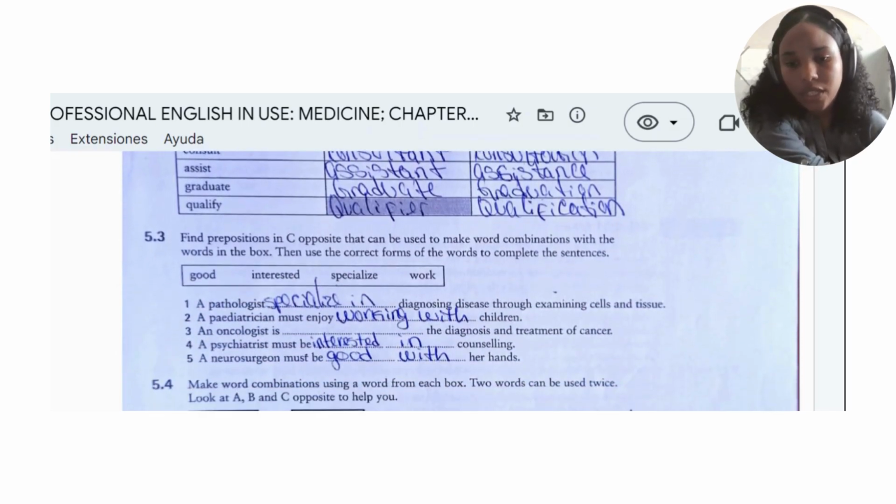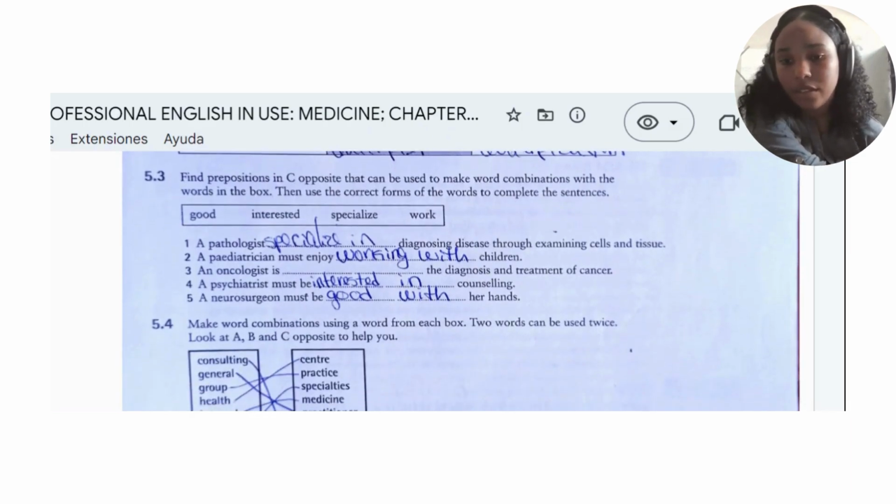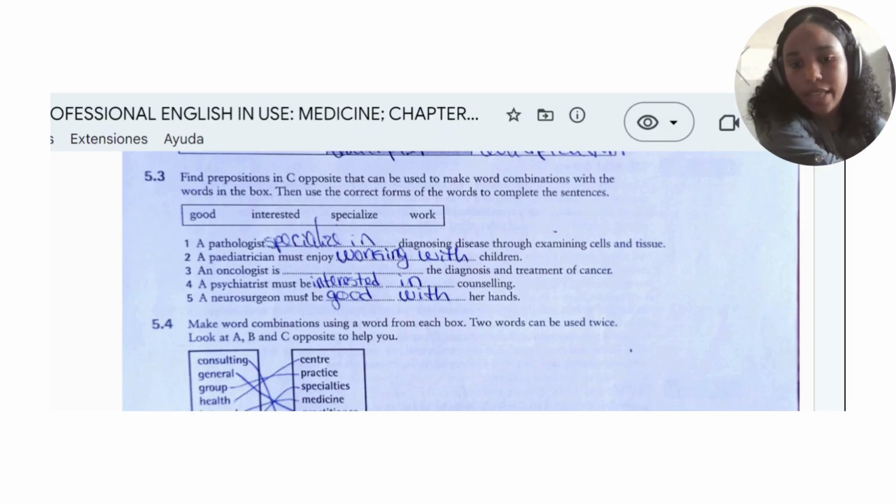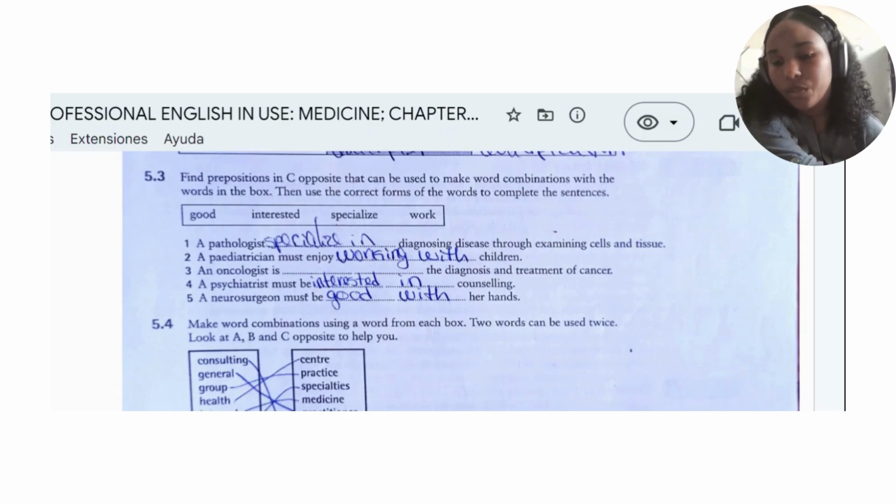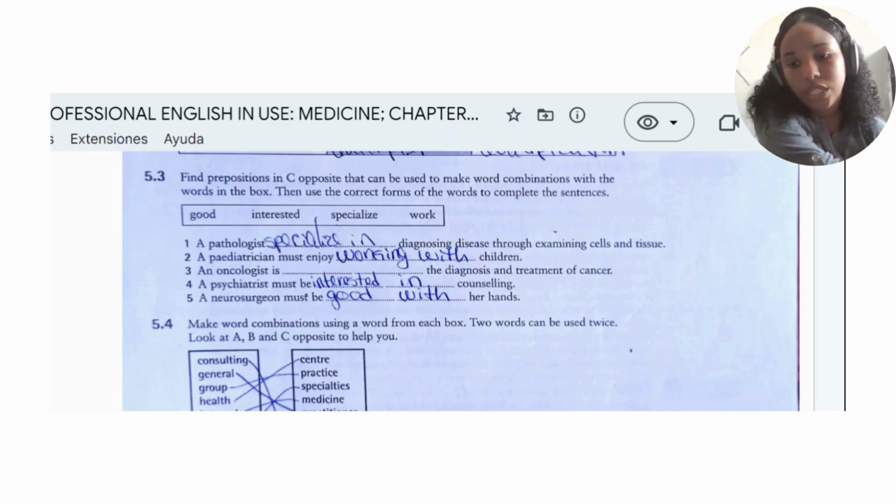Find prepositions in C opposite that can be used to make word combinations with the words in the box. Then use the correct forms of the words to complete the sentences. Good, interested, specialized, work. 1. A pathologist specializes in diagnosing disease through examining cells and tissue. 2. A pediatrician must enjoy working with children.